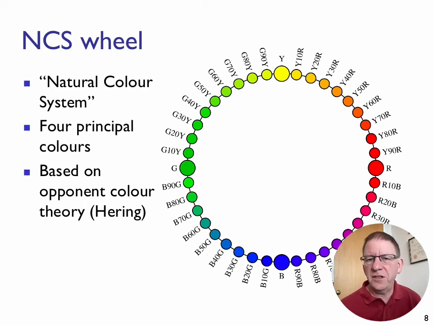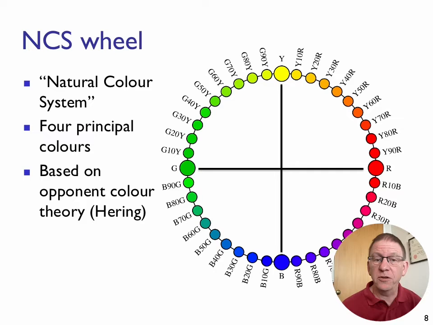There is a well-attested theory that the human visual system has 2 different colour signals going to the brain, one of which is red versus green, the other yellow versus blue. This is the foundation of what was called the natural colour system, developed in Sweden in the late 1960s. It has 4 principal colours, red, yellow, green and blue, but 4 principal colours is not the end of the story.